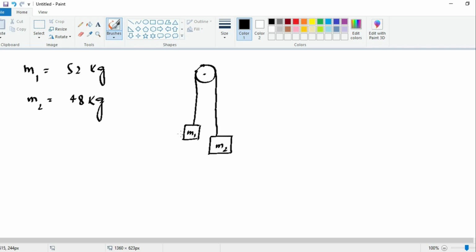As we know that M1 is greater than M2, so M1 is moving downward and M2 is moving upward. Because both of these masses are attached with a string, the system has the same acceleration value A. We have to find this acceleration and we have to find the tension in the string.